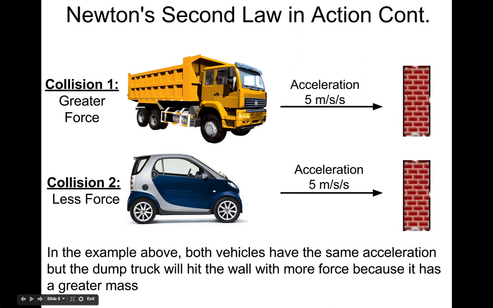Now, let's say our acceleration is the same, but our mass changes. So we have a dump truck and we have a smart car, and they're traveling at the same speed. The dump truck is going to hit the wall with a greater force than the smart car because it has significantly more mass. So if the dump truck hits the wall, it's going to cause much greater damage than the smart car, even if they're traveling at the same rate of speed.